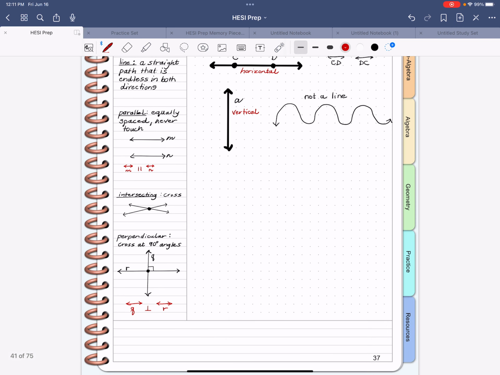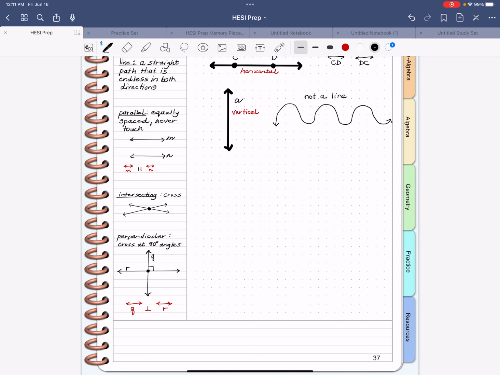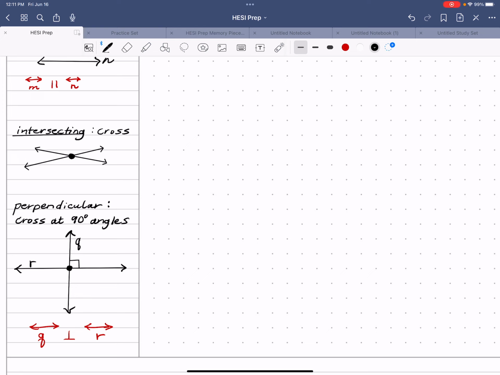Okay, let's talk about a ray, R-A-Y. This is a word that we hear sometimes, especially in relation to the sun. A ray is a straight path with one endpoint, and then it's going to be endless in the other direction.